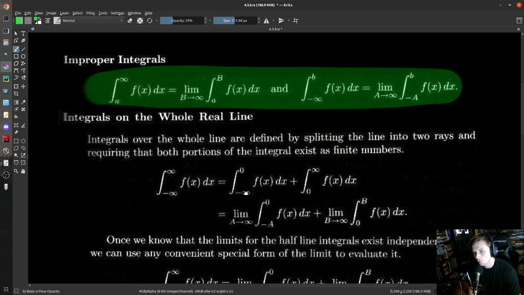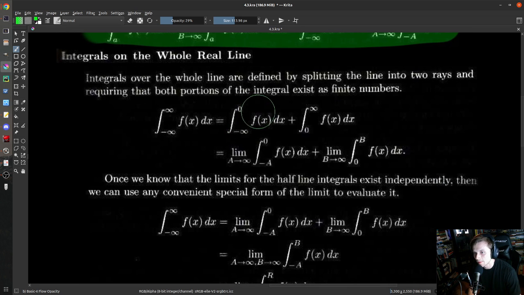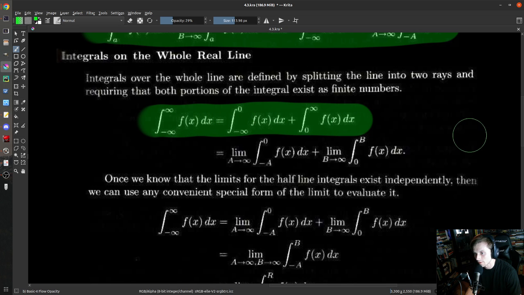If you want to go over the whole real line, then you just break it apart into saying, hey, for the integral across the whole real line to exist, each of those two parts have to exist, and we have to add them together. That is, the integral from minus infinity to 0 of f of x dx, and the integral from 0 to infinity of f of x dx have to exist. And you sum them together to get the integral from minus infinity to infinity of f of x dx.